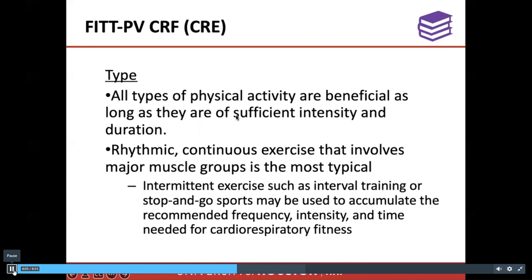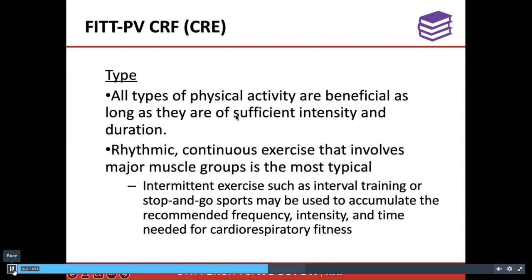All types of physical activity are beneficial as long as they are of sufficient intensity and duration. We generally consider CREs to be rhythmic continuous exercises that involve major muscle groups. We typically think of walking, running, biking for this. It can also be aqua jogging, swimming, anything where there's a consistent, continuous elevation of the heart rate. Intermittent exercises, interval training, and stop and go sports can be used to accumulate the recommended frequency as long as the individual bouts are of sufficient duration.